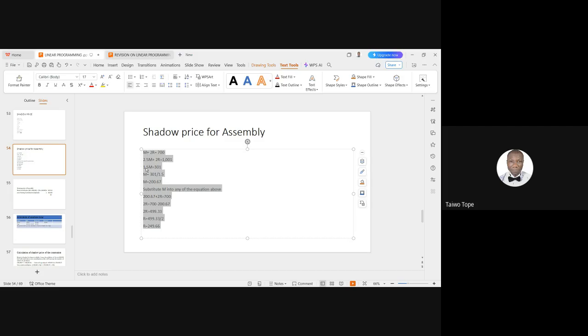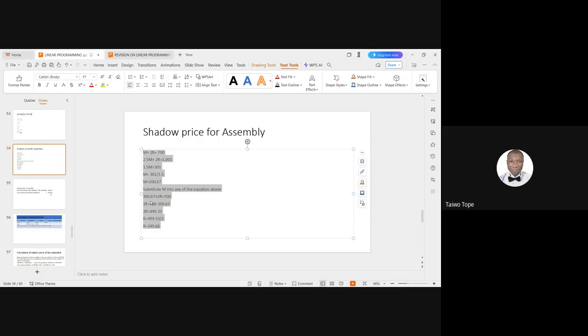2.5m minus m is 1.5m. 1001 minus 700 is 301. To get the value of m, 301 divided by 1.5, you have m to be what? 2067. So you can substitute this value into any of the equations above, which we substitute into equation 1. When you substitute m, you just replace m by 2000.67.